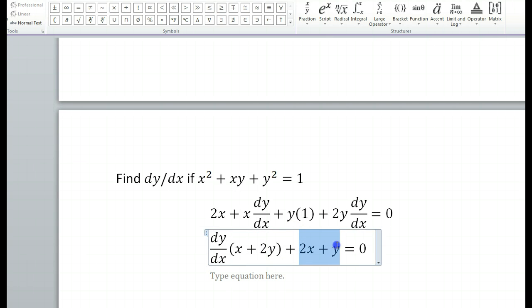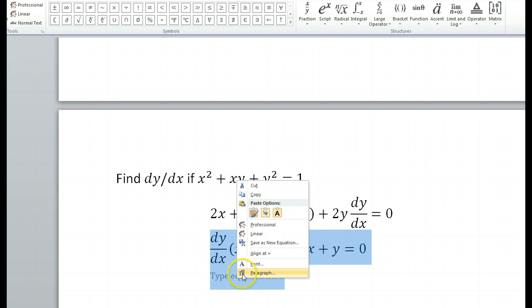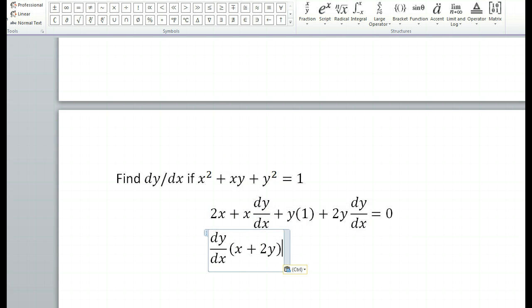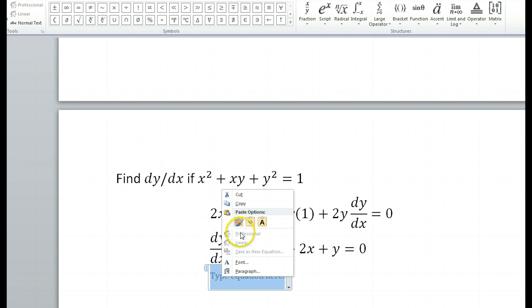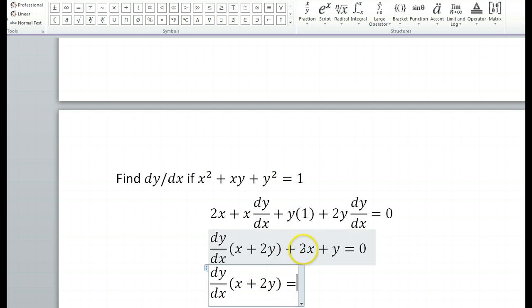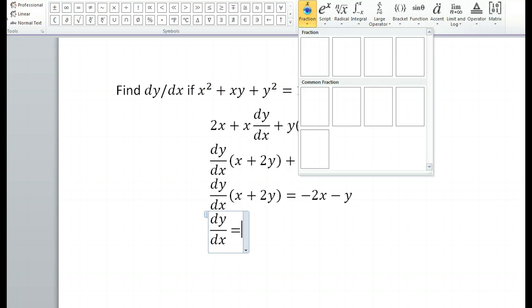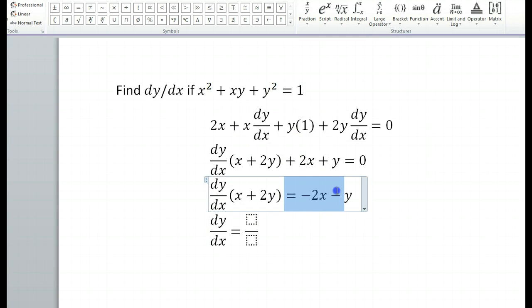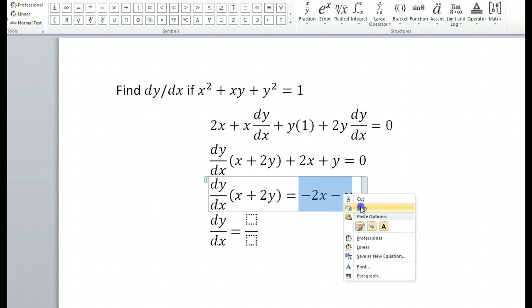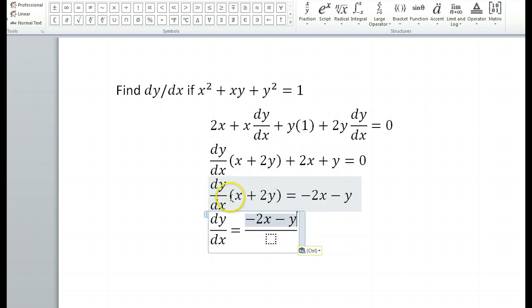What I would do is take this over to the other side. So let me write the next step. That is equal to, when I take the 2x and y over to the other side, negative 2x minus y. Because 2x and y go to the other side, and now all I need to do is solve for dy over dx. So I just divide by the coefficient x plus 2y. So dy over dx is equal to this on top, and then this at the bottom.